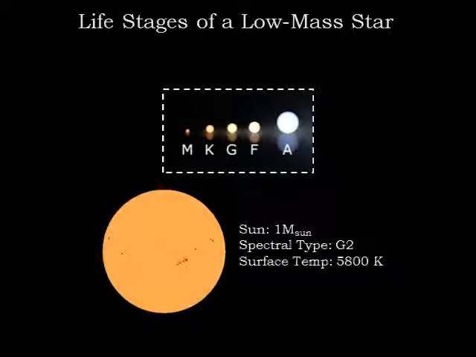This corresponds to a surface temperature of about 5800 Kelvin. Our Sun is on the main sequence, fusing hydrogen, but eventually, in about 5 billion years, the Sun will exhaust its hydrogen and undergo a series of dramatic changes leading up to its death. We'll approach our study of a low-mass star's life by looking at what will happen to our Sun.